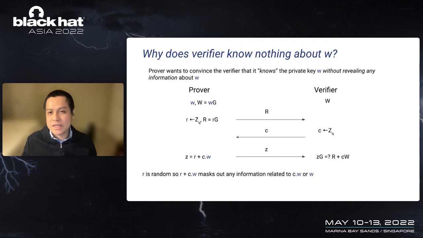This protocol uses a very common trick in zero knowledge proof. Basically, it uses a masking technique. It's very simple: to hide a number, you generate another random number, add them together, and send the sum. In this case, because c times w is related to the private key, the prover wants to hide that value, so it generates a random number r. Because r is random, no matter what c times w is, the sum is random. That's why in the first step it generates a random r to mask out c times w. So this protocol doesn't leak any information about the private key w.